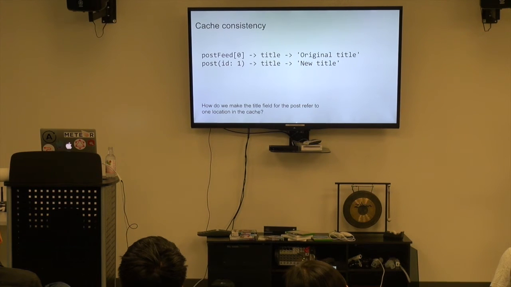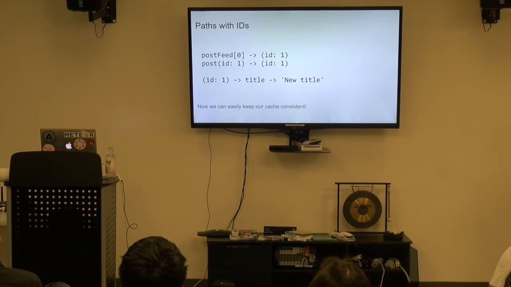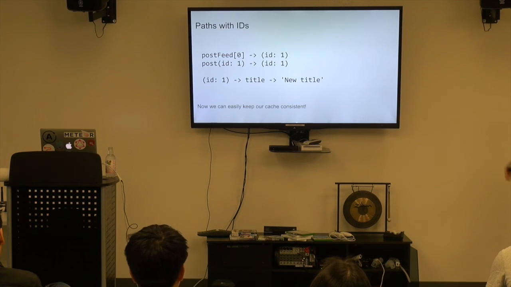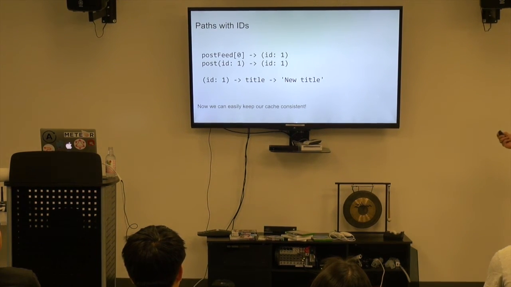Okay, this is visualizing the paths again. We need one more concept, which is we could use a caching ID that we can generate based on our results. So, for example, if we were able to reconstruct the paths to be like this, because we know the first item in the post feed has ID 1, and we know that the result of that query also has post ID 1, we should be able to point those to the same place in our cache, so that when we access the title, we're looking at just one field, and it has the new value because that got overwritten by the new query that we fetched for the same data.